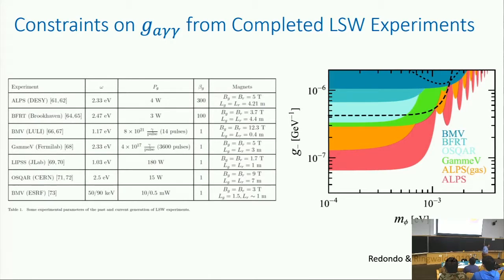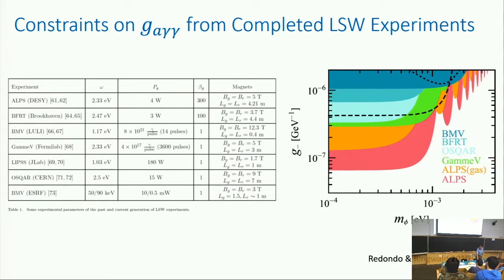And here's a tabulation of limits set by previous experiments of this type. The older experiments basically vary in how much power was applied. One or two of them were done with X-rays, and also one or two with microwaves as well. You don't have to just use visible light. And these are the results. And you get down to g_aγγ of 10 to the minus 7, which is very, very far away from the QCD axion band.